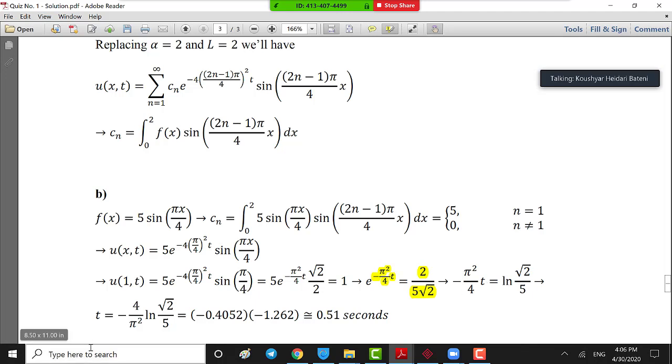And from this, we can say t has to be equal to minus 4 over pi squared ln of the square root of 2 over 5. And if you use a calculator to make some simplifications, this t is equal to 0.51 seconds. So in half of a second, the temperature in the middle of the metal rod drops to 1 degrees Celsius.